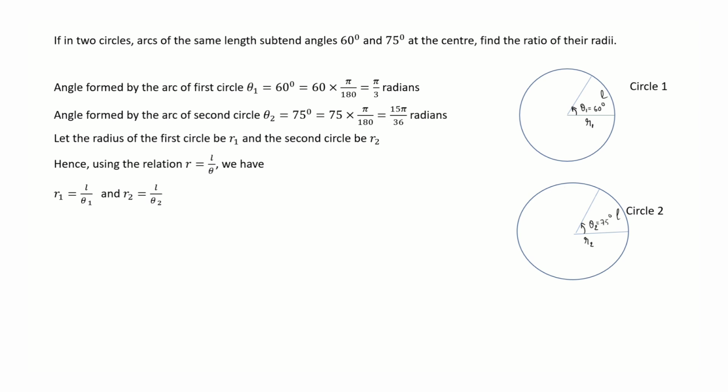Now we are asked to find the ratio of their radii. So r1 by r2 will give us L by theta 1 by L by theta 2. Cancelling L, we get theta 2 by theta 1. Simplifying, we get 5 by 4, that's equal to 5:4. Therefore, the ratio of their radii r1 is to r2 is equal to 5:4.